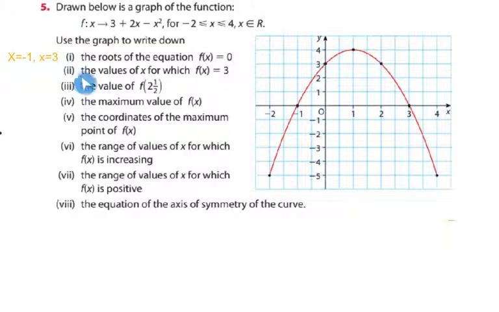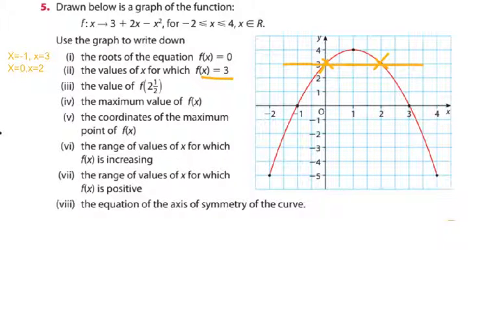Next is what are the values of x for which f of x is equal to 3? So where is my function equal to 3? Well, it's equal to 3 at this point and this point. One nice way to do it is when I see f of x is equal to 3, I can do this. That's my f of x line is equal to 3. And where does it cross the curve? Well, it crosses the curve here and here. So this happens at x is equal to 0. That's where it's equal to 3. And it's also equal to 3 at x is equal to 2. So the solution to this is when x is equal to 0 and x equals 2.